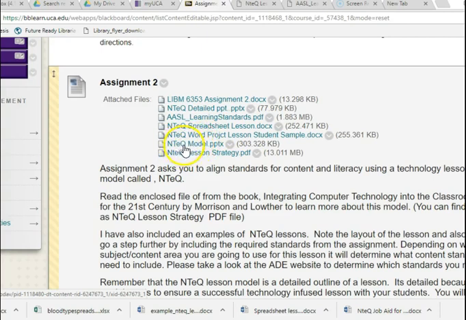The PowerPoint that I just went over is this NteQ model. If you want to go to it, it does have a link to that video on 21st Century Learners. I believe it's on the first slide. You might want to access that. It's probably one of the best videos I've seen. And then there's also the PDF that I went over in the first assignment to information screencast.